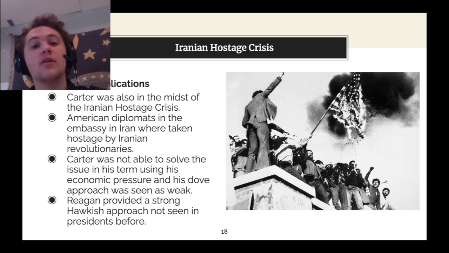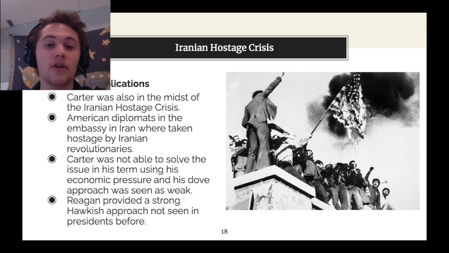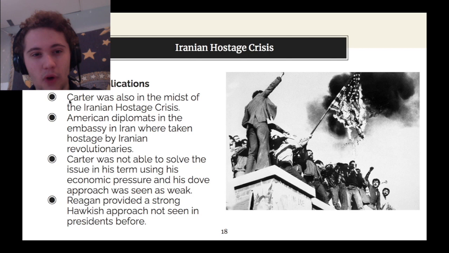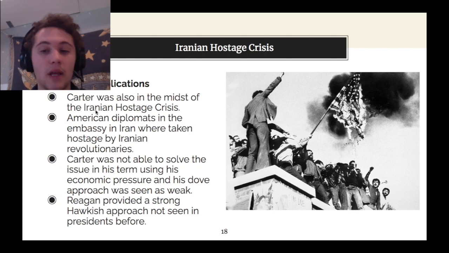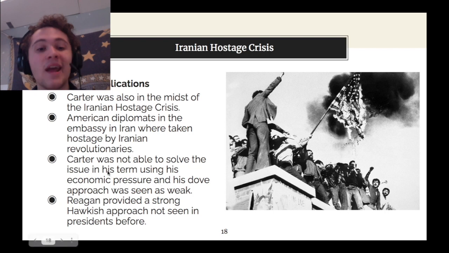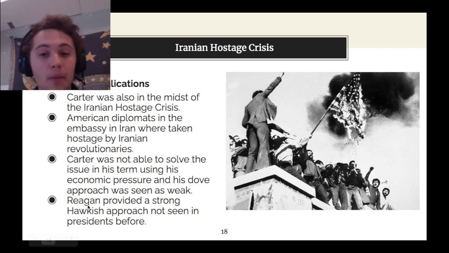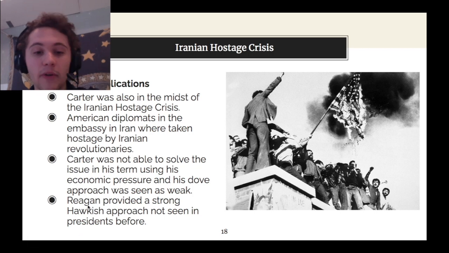And of course, there's a very significant situation in the Iranian hostage crisis. And so Carter was in the midst of the Iranian hostage crisis at the end of his campaign. American diplomats in the embassy in Iran were taken hostage by Iranian revolutionaries, and he was not able to solve this in his term. He tried to use economic pressure, but many people in the United States saw him as a bit weak.